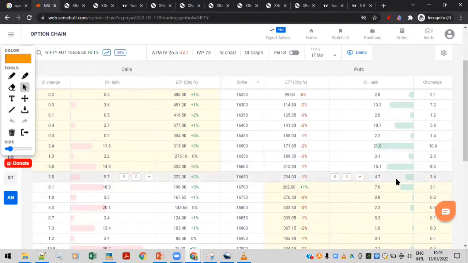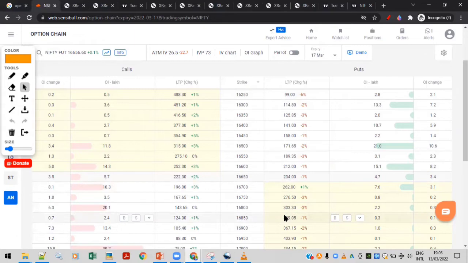Similarly, on the put side, it is the same thing in the reverse order. Here 16,650 is the at the money strike of put. If you buy strikes below 16,650, let's say 16,500, you pay less premium going on the downside, and going on the higher side you'll be buying the put option with a higher premium, because these are in the money, these are out of the money, and this is at the money.